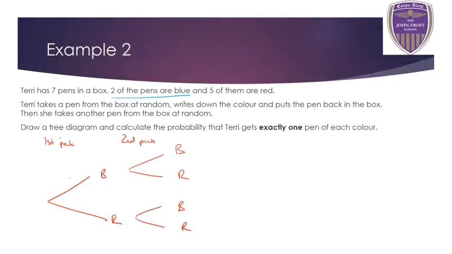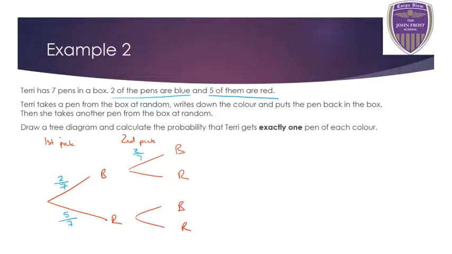Okay, it's the probability of getting a blue one. That's what we're talking about on these branches, isn't it? The probability goes on the branches. So the probability of getting a blue is actually 2 out of 7, isn't it? Because there's 2 blue pens out of 7 in total. So that should be 2 out of 7. Which means then the probability of getting a red one should be 5 out of 7. Okay, because there were 5 red pens out of 7 in total.